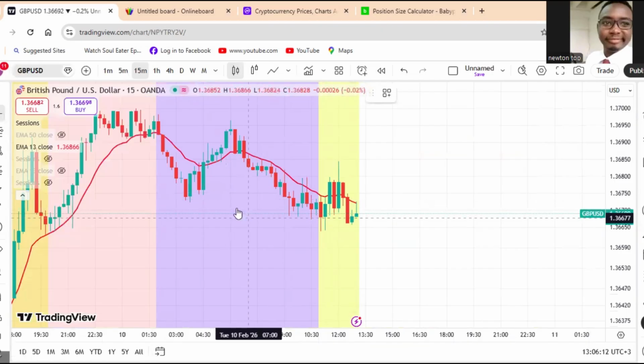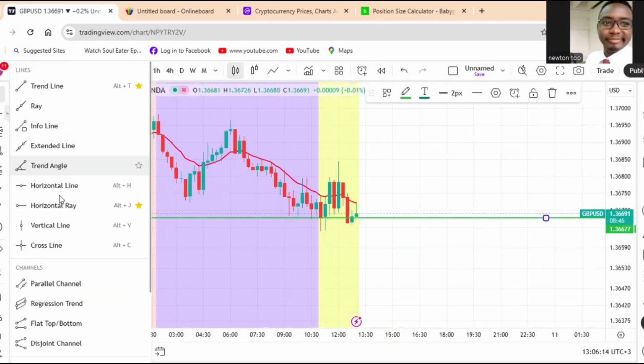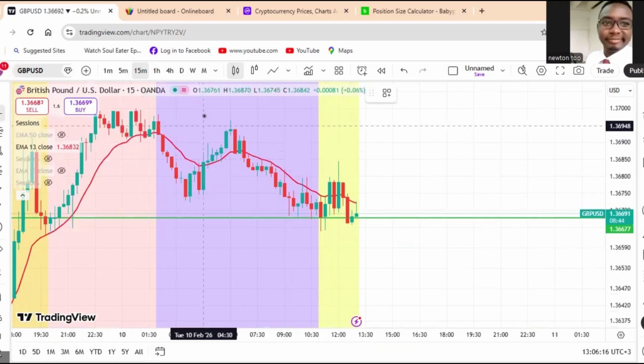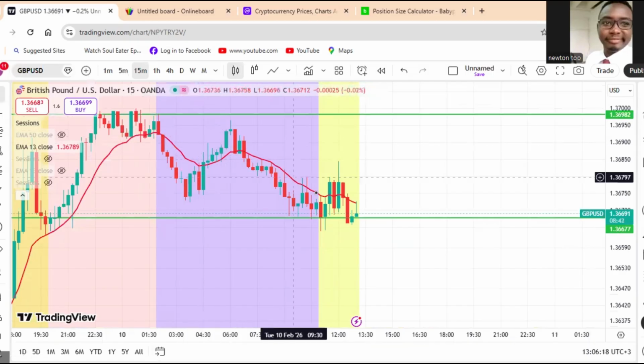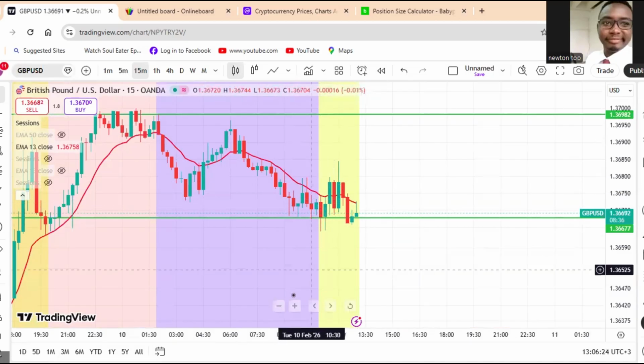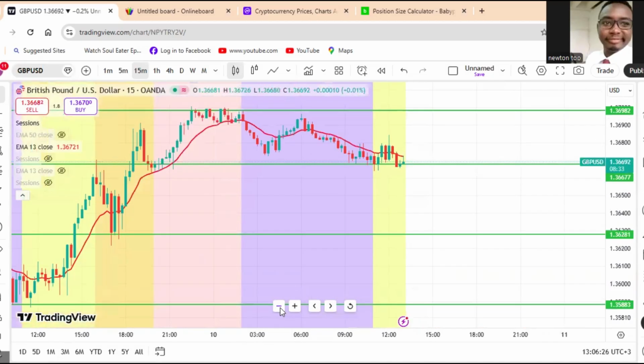Low of Asia, high of Asia. So today I'm looking for buys because they have taken the low of Asia. Are you seeing, guys? So this is one of the easiest strategies you can trade, guys. And this one you can trade mostly on GBPUSD and EURUSD. It works massively well, guys. It works really good on currencies.